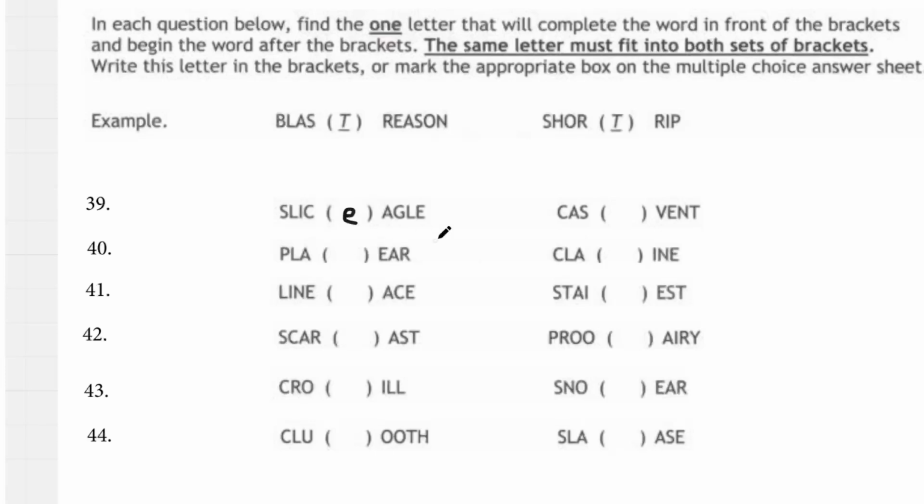We get E to get slice, eagle, case, event. Add an N to get plan, near, clan, and 9. 41, we get R to get liner, race, stare, and rest. 42, we get F to do scarf, fast, proof, and ferry. 43 is W to get crow, will, snow, and wear. 44 is club, booth, slab, and base.